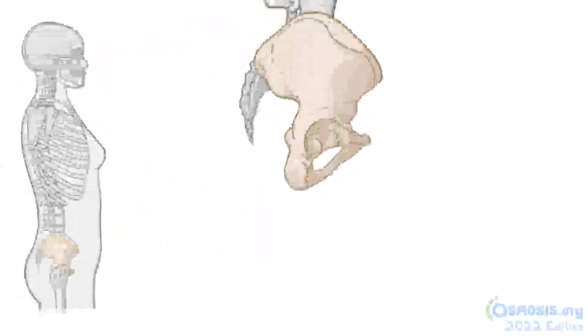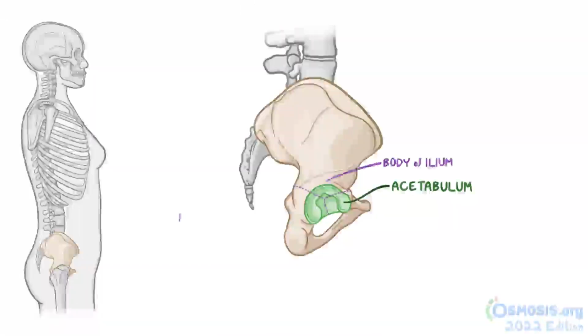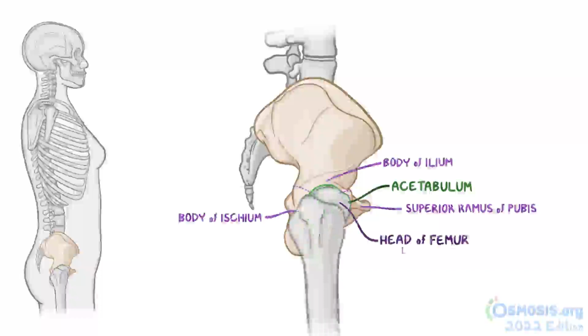Now, looking at the hip bone from a lateral view, we can see a deep cup-shaped fossa called the acetabulum. This fossa is formed by the body of the ilium, the body of the ischium, and the superior ramus of the pubis. The head of the femur fits into this fossa, forming the hip joint.